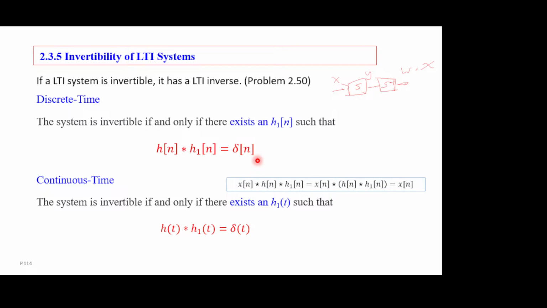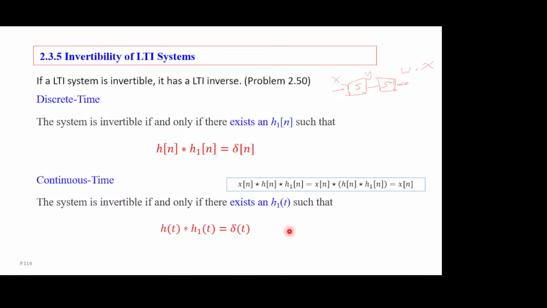Any question? Otherwise, continuous time is basically the same thing. You just change n to t. Because it's also the same convolution, and in continuous time you also have x of t convoluted with delta of t equal to x of t.